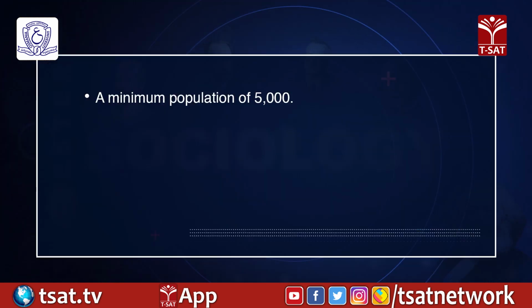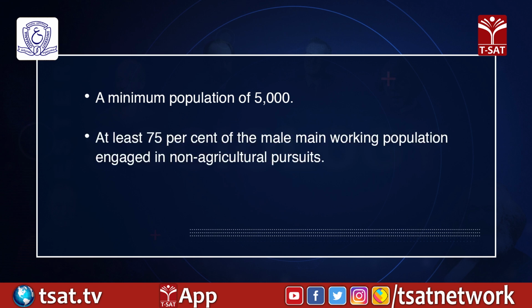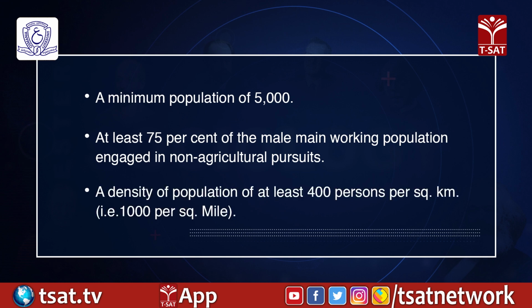A minimum population of 5,000. In census towns, at least 75% of the main working population should be engaged in non-agricultural pursuits, and a census town should have a density of population of at least 400 persons per square kilometer, that is 1000 per square mile. Towns are further classified into different classes based on the size of population.